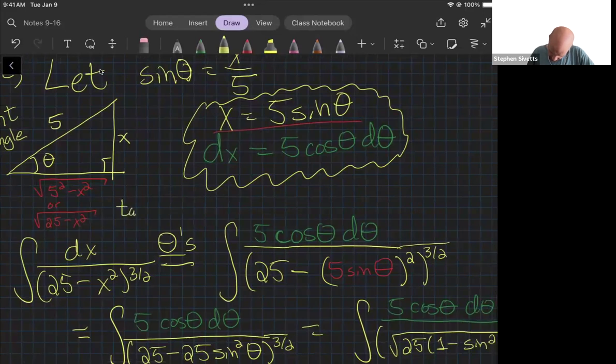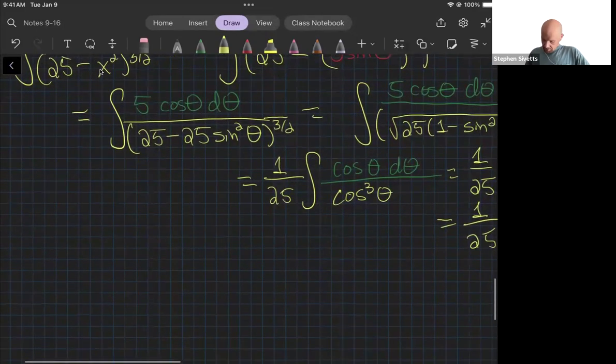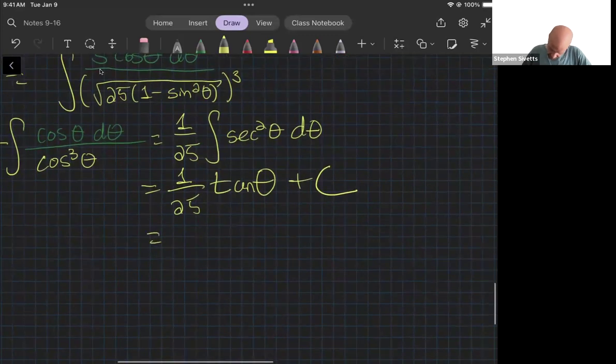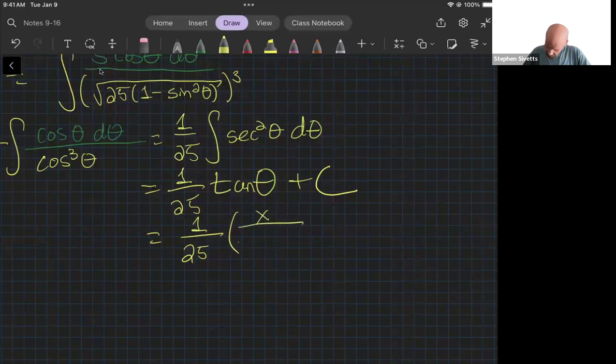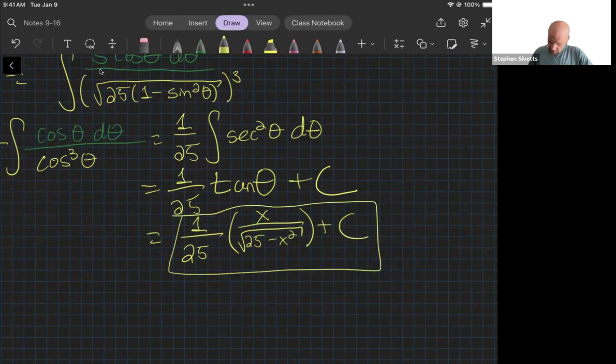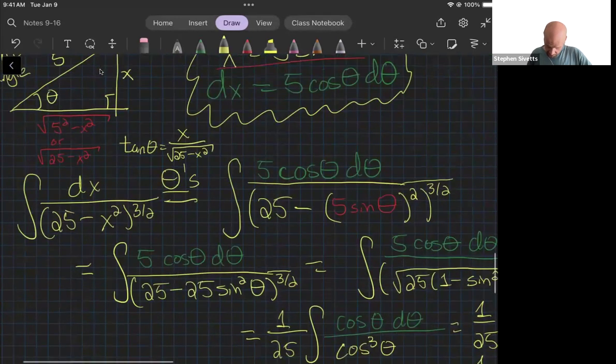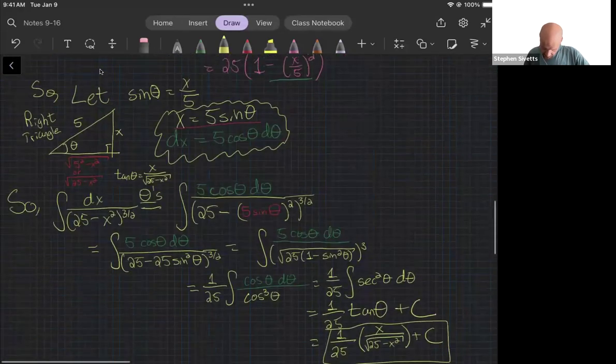Over here, tangent of theta is equal to the opposite side divided by the adjacent side, so 25 minus x squared. So that is tangent of theta. And if I go down here, this equals 1/25 times x divided by the square root of 25 minus x squared plus c. And that here is the final answer. So there's that other example.